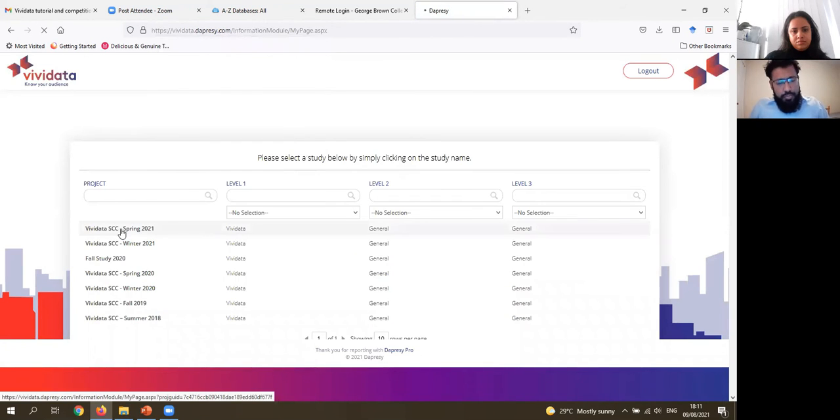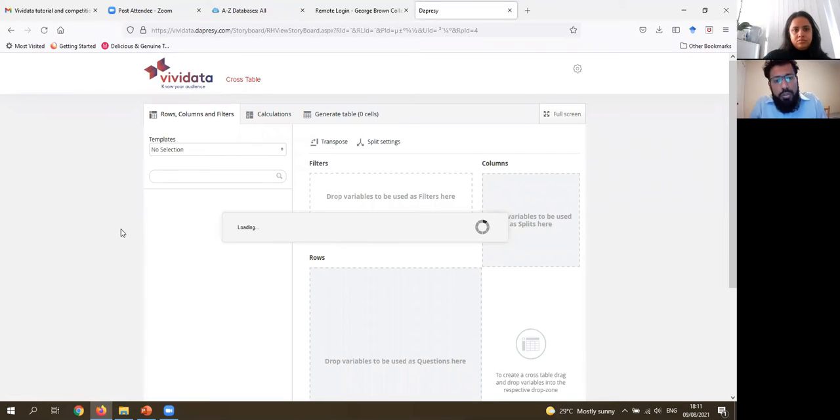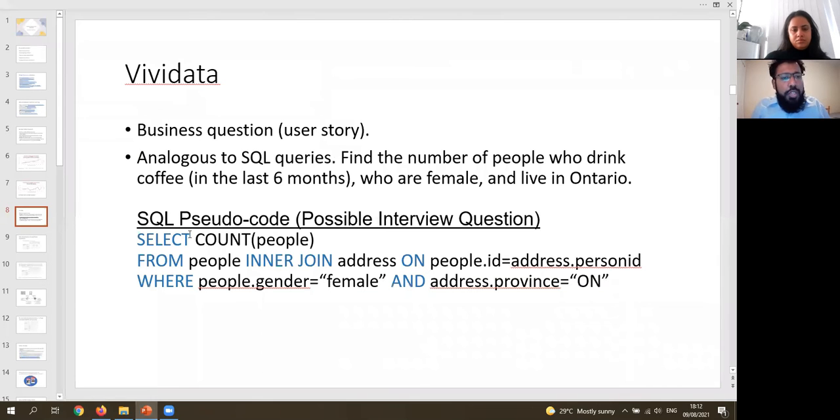Okay, guys. So the way we try to fetch information from VV data database, is just imagine this as some sort of database in which you can tell the database what is the information you want. So let's say I have some questions here. So let's say find the number of people who drink coffee in the last 6 months, who are female and who live in Ontario. Okay, so if this question was given to you in your database class, you would write an SQL pseudocode which looks something like this, and this is also a possible interview question.